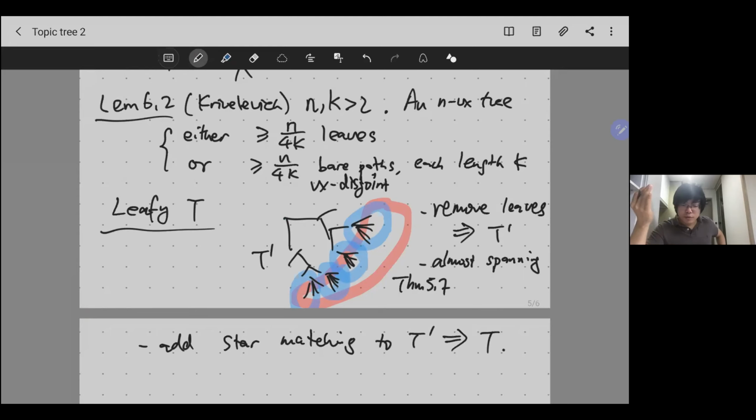So you delete the leaves to get T prime. You embed T prime using theorem 5.7 because now it becomes almost spanning. Then you add this blue star matching back to T prime at the correct place where the leaves were deleted to get T. Here you almost see the whole proof. The first step, removing, we just mentally remove. The second step, you just apply 5.7. Of course, you have to verify the expansion property and large set connectivity, but that's standard to check using some concentration inequality. The last step, to add this matching back to the right place, basically, I will not write it down precisely.